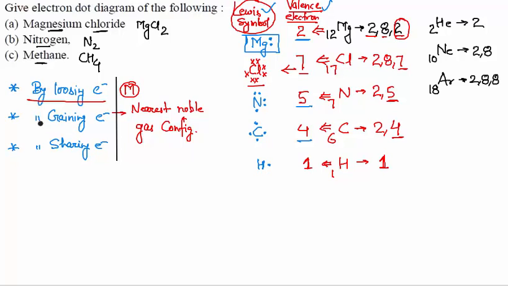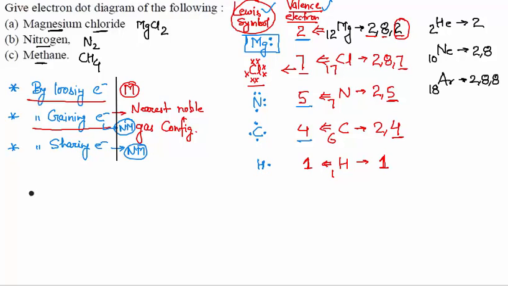Okay, and who will gain electrons? So generally, non-metal has a tendency to gain electrons. Nm stands for non-metal. Again, sharing electrons is again a tendency of non-metals.